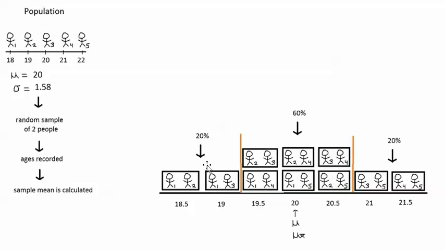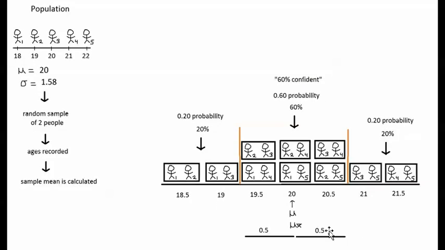These 2 samples make up the lowest 20%. These are the middle 60%, and this is the upper 20%. Once again, each area has its own probability, and I'm 60% confident that I'll get a sample somewhere in the middle 60% area that goes from 19.5 up to 20.5. Since the middle 60% area goes from 19.5 to 20.5, the 60% margin of error is 0.5.